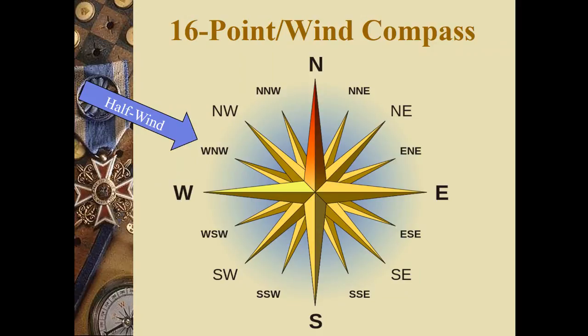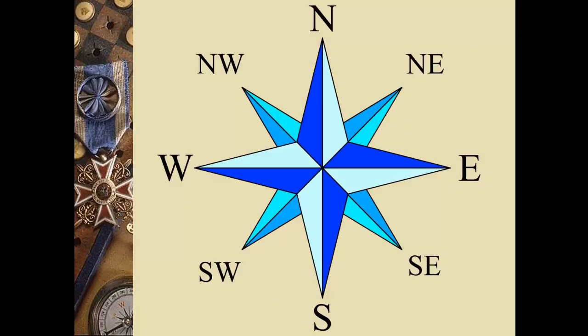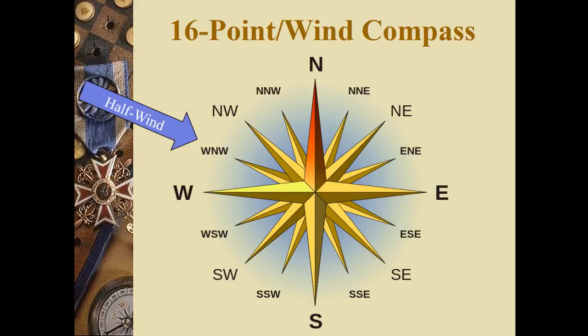Now, the kids always ask, well, if there are ones that are in between the cardinals, are there ones that are in between the intermediate and the cardinals? Great question. Yes. I tell the kids, you don't need to know this, but yes, there are. And they're called half winds. So this is a 16-point compass rose, okay? Because north, south, east, and west, those are the cardinal, so that's 4. Northwest, northeast, southeast, southwest, those are the intermediates, so that's 4 more. And then you have the points that are in between each of those, which adds 8 more. So those would be half winds.